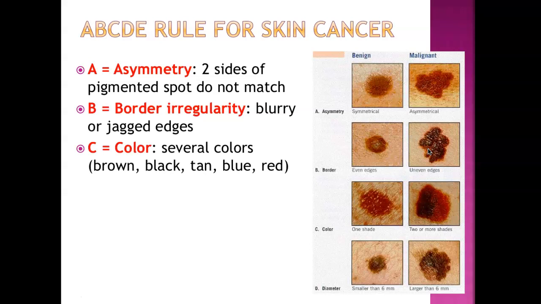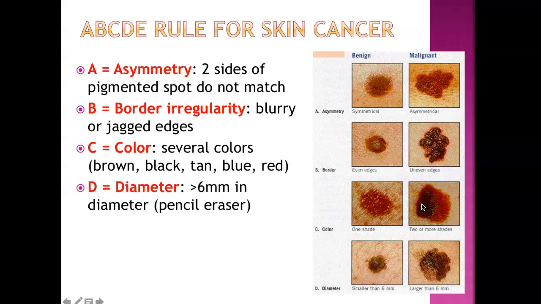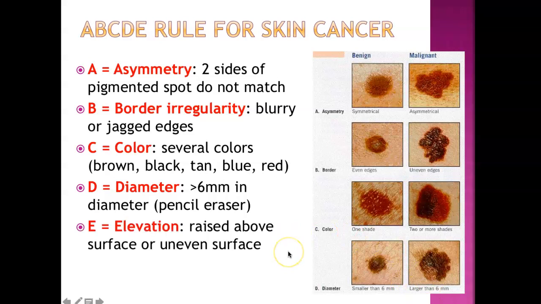So that's the B. The C is the color. You see how this one on the left only has one pigment, one color, but the one on the right has two or more shades. That's your C, your color. That's when you need to get concerned. D is the diameter. The bigger it is, the more concerning it is, and when it gets over 6 millimeters, it needs to be removed. And then E is for elevation. If it's raised above the surface or if there's an uneven surface, then there is concern. Okay, so this is the ABCDE rule for skin cancer.